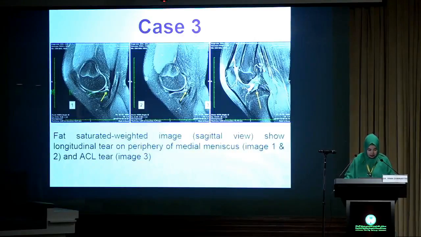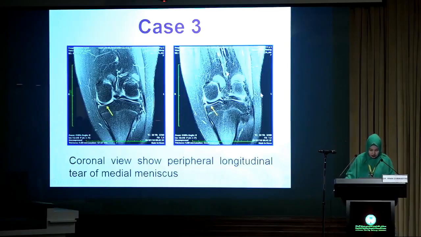How about MRI? Fat saturation weighted image in sagittal view shows a longitudinal tear on the periphery of the medial meniscus, in image 1 and image 2, and the associated injury in the ACL too. This coronal view shows a peripheral longitudinal tear of the medial meniscus.